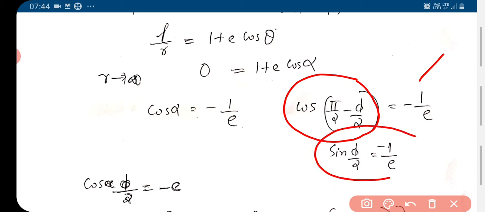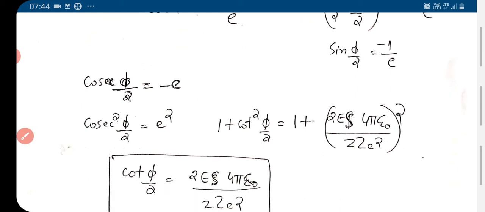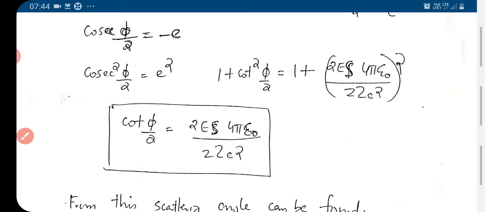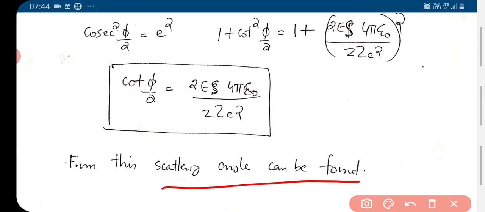So here we will get sin phi by 2 equal to minus 1 by e. Cosec phi by 2 equal to minus e. Cosec square phi by 2 is e square, that is 1 plus cot square phi by 2. So 1 plus cot square phi by 2 is e square, and e square is this, 1 plus 2ES over 4 pi epsilon 0 z Z e square, whole square. So cot phi by 2 is 2ES over 4 pi epsilon 0 over small z capital Z e square, where phi is the scattering angle, and from this one can obtain the scattering angle.